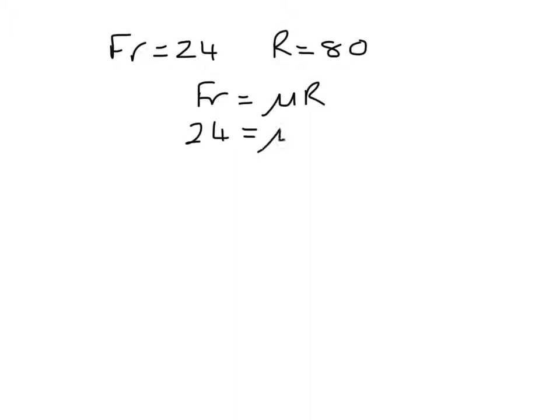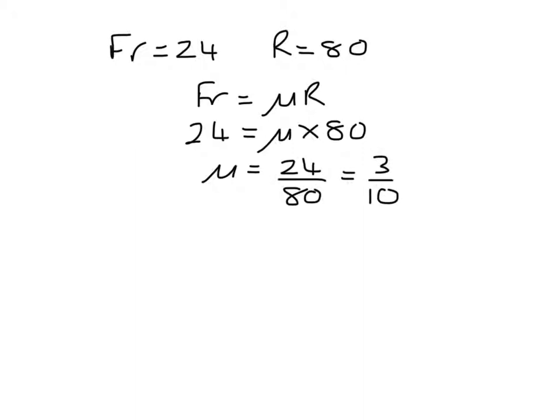Friction is 24, the reaction is 80, and we know that friction equals mu R. So the 24 must equal mu times 80. And mu will be 24 divided by 80, and that's 3/10 or 0.3.